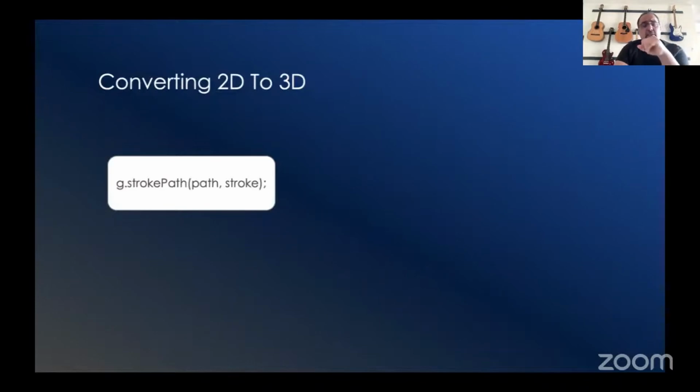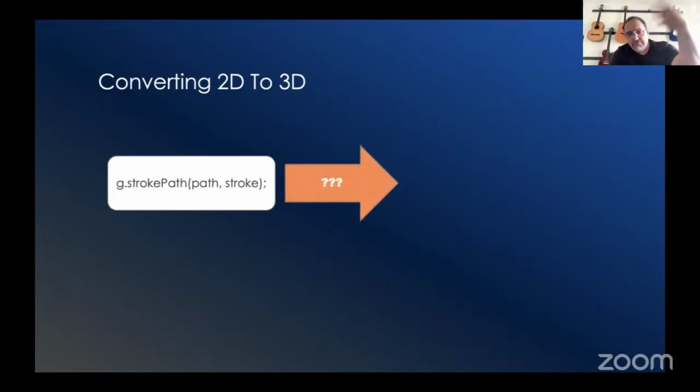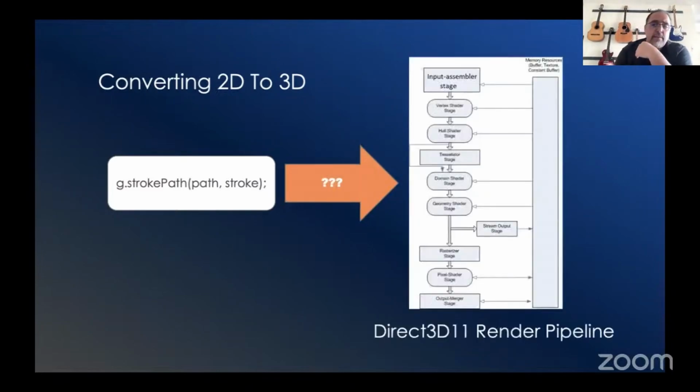To dig into that a little more, say you want to stroke a path. That's just a standard JUCE API call, graphics stroke path with this path and with this type of stroke. Something has to happen, and then we end up feeding the 3D rendering pipeline. In that case, it's Direct3D 11, but they all pretty much work the same way. But that's a fairly complex pipeline. There's a lot going on there.